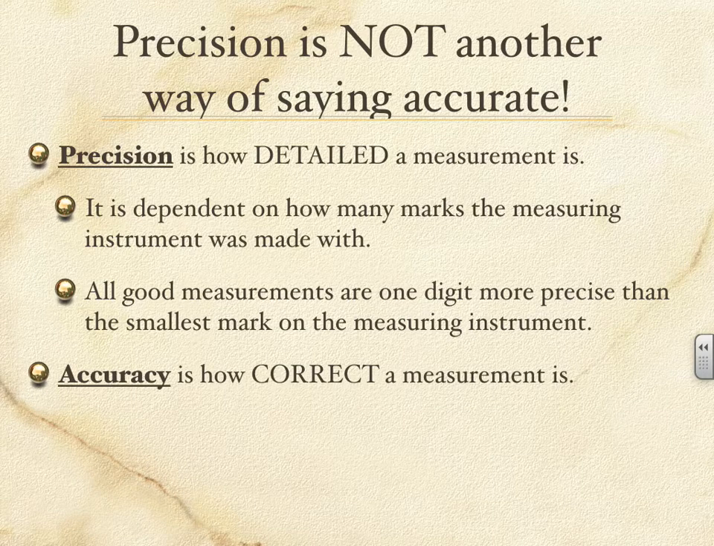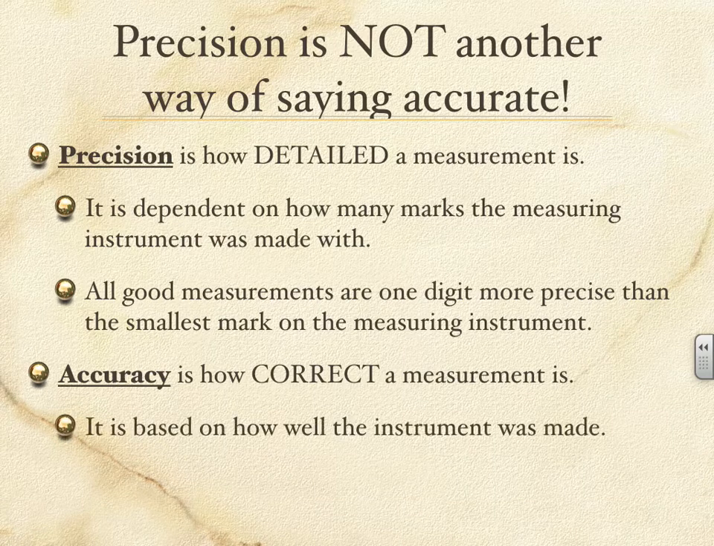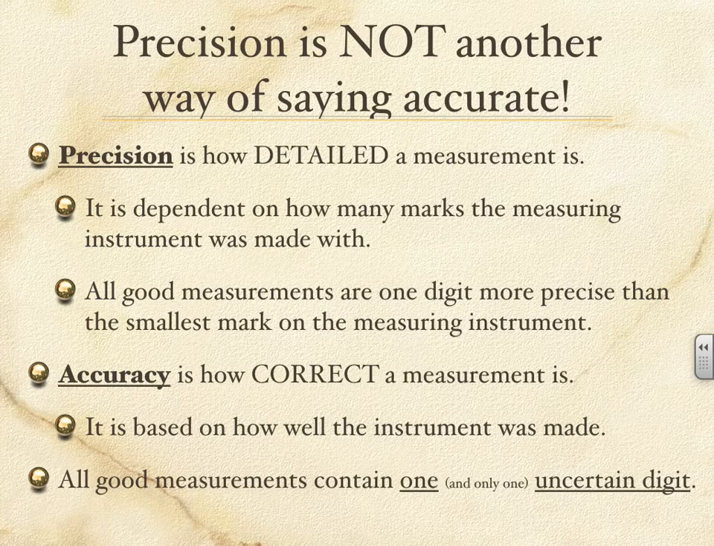On the other hand, if we're dealing with accuracy, it's how correct a measurement is, which is based on how well the instrument was made and or how well you use it. And all good measurements should contain one and only one uncertain digit.